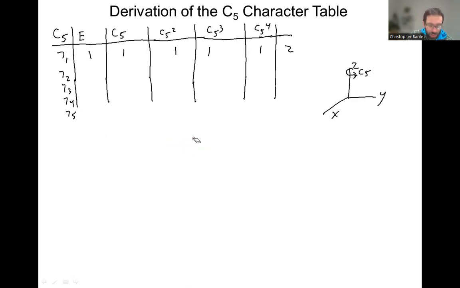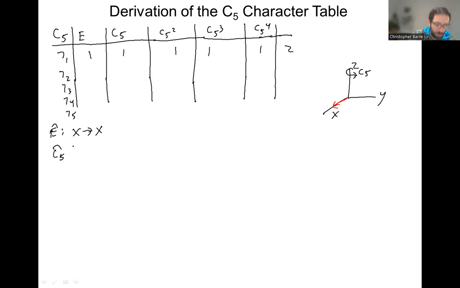So let's draw the x vector. And when we do identity on the x vector, we are going to get x going to x, of course.